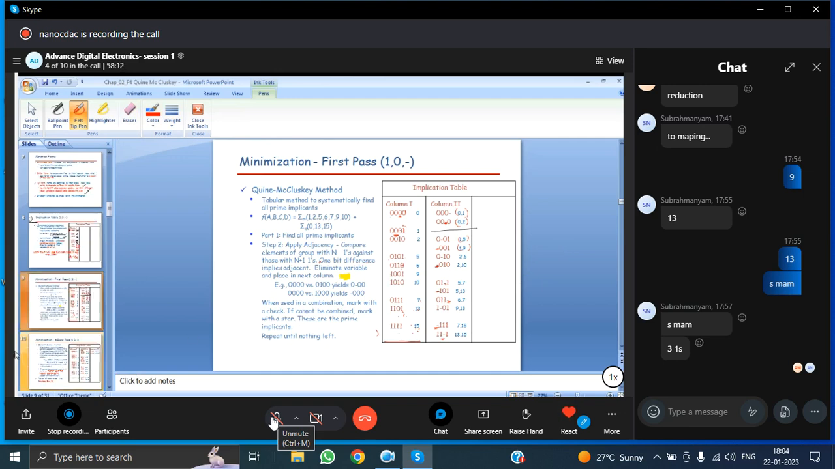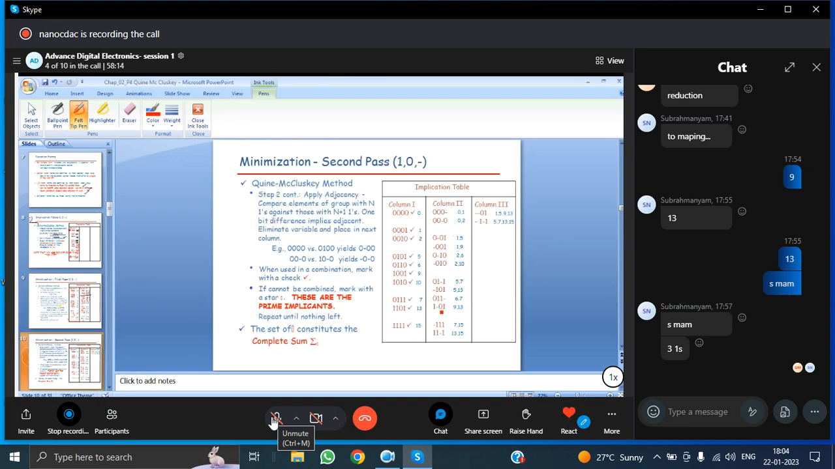Next, now again the same procedure only. Column 3 you have to write. So in column 2 you wrote all the terms with single bit variation. Okay, so now in column 3, 2 bit variation. If there is a 2 bit variation, you can put them in column 3. Now leave off column 1.